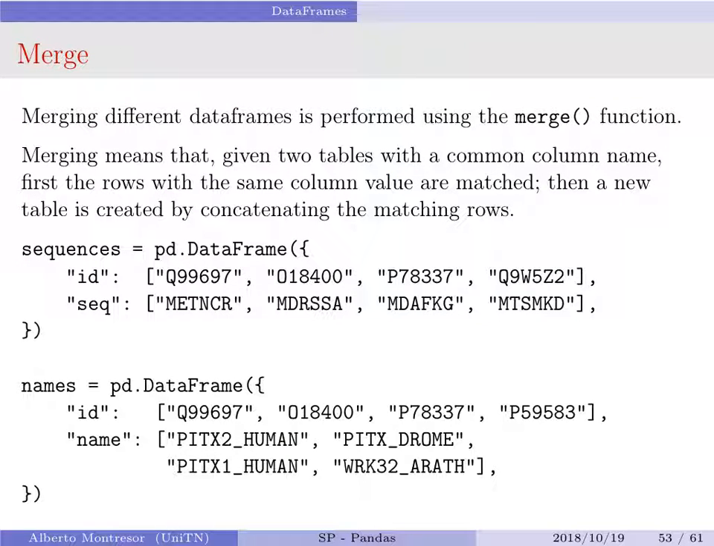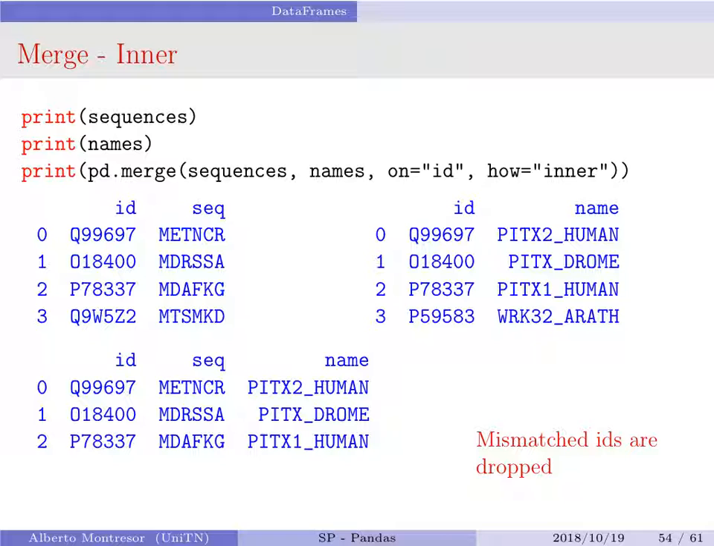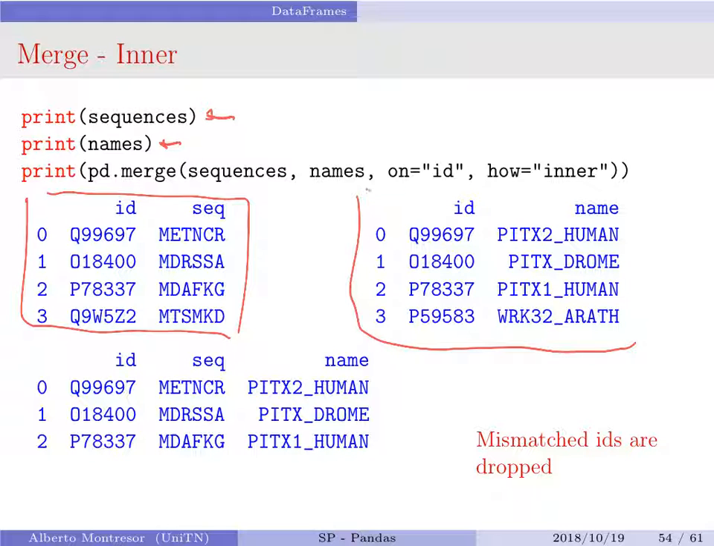And then the idea here is that you have another data frame that you see here, and this has another column which is name, and you see that it contains other information. Okay, so now you want to combine this, and the idea is that you want to join the rows that have the same identifier. How can you do that? By the way, this is sequences and names printed, so you can see they are pretty simple data frames. Quite small, but this is good for an example.